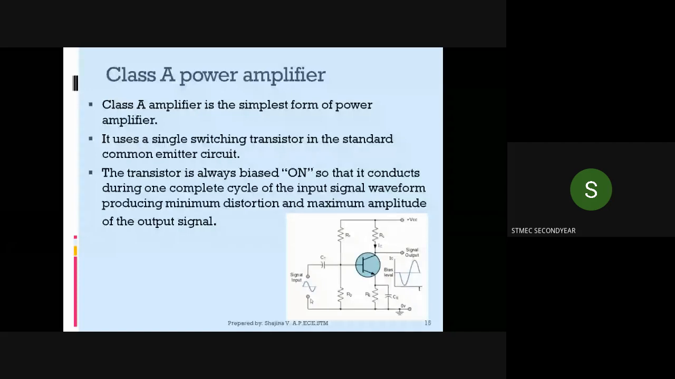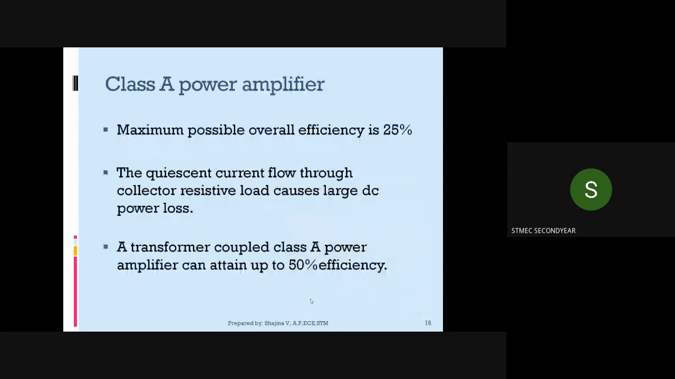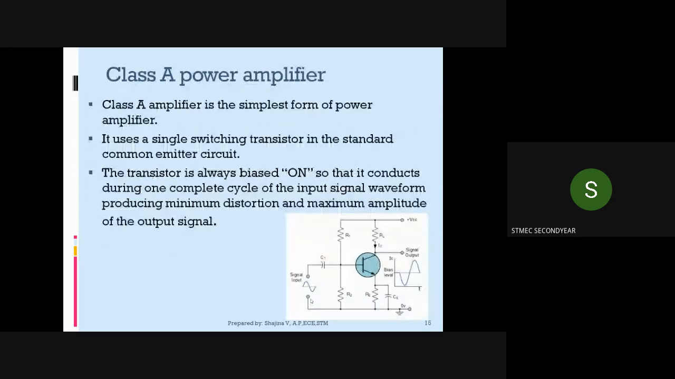And the second thing is our transistor. The transistor used will be different. Here we are using a power transistor, instead of the normal BC107. But actually, we can say the maximum possible overall efficiency is 25% here. And then we have the performance parameters to discuss.